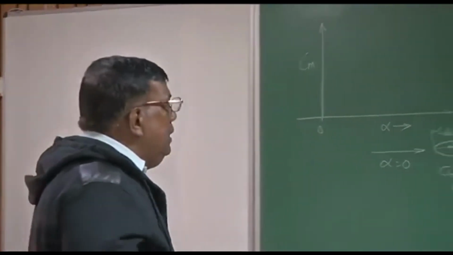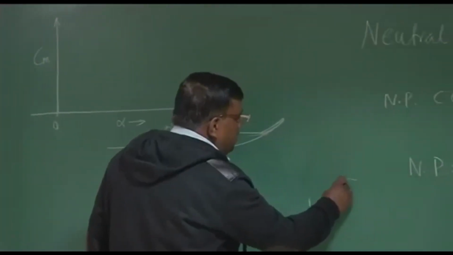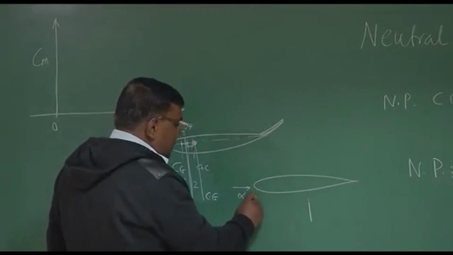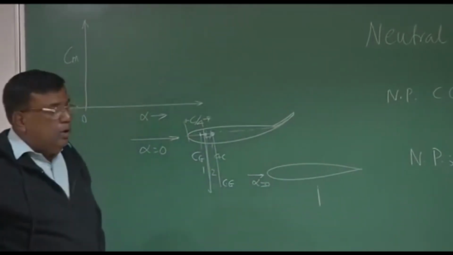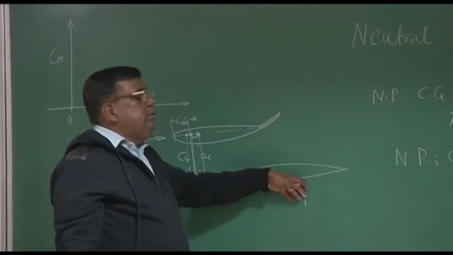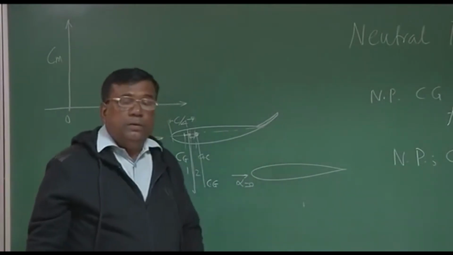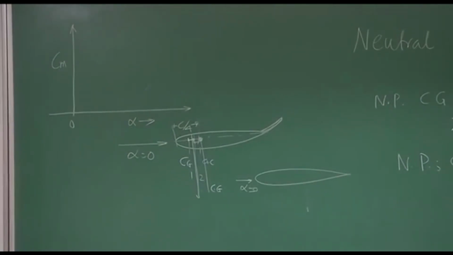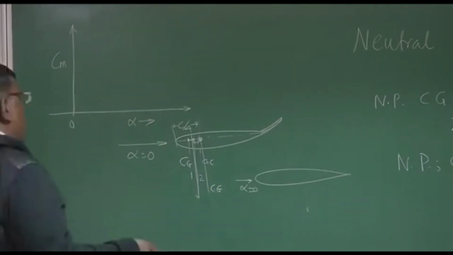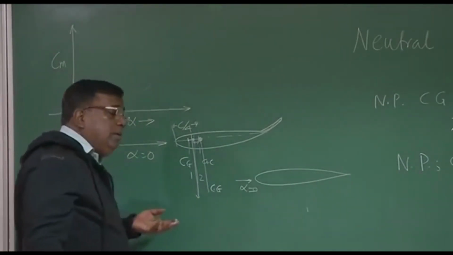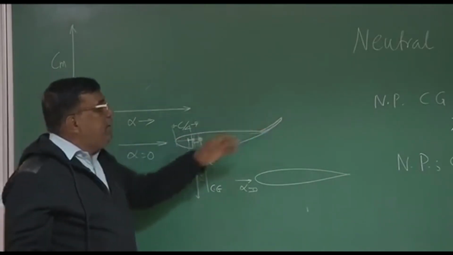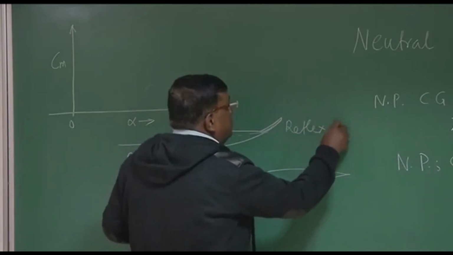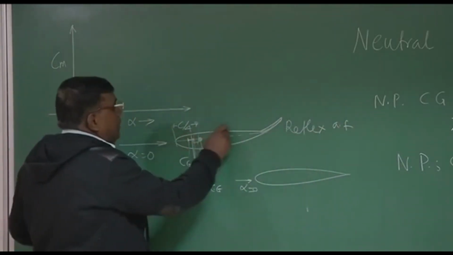Look here. If it is symmetric, if it was just like this, at alpha equal to 0, definitely there is no Cm, because the forces here are equal in magnitude. They cancel each other. To be more precise, the pressure difference neutralizes, and there is no net force. So naturally, net moment will be 0. But the moment I have put a reflex aerofoil, this is reflex, you could see what will happen.